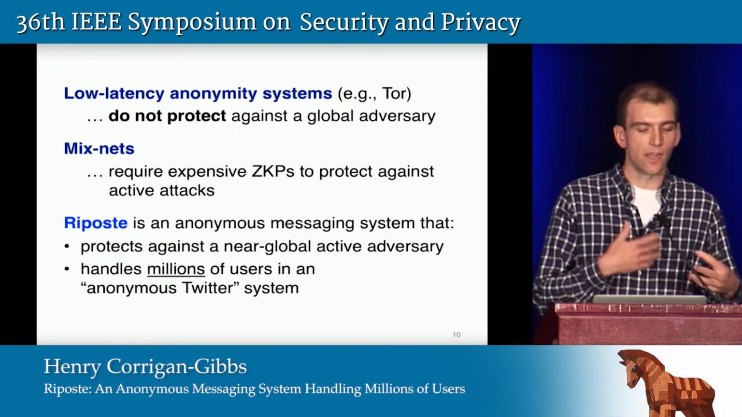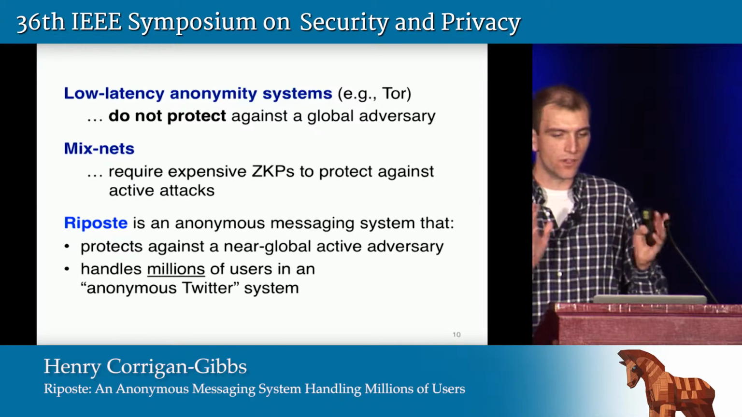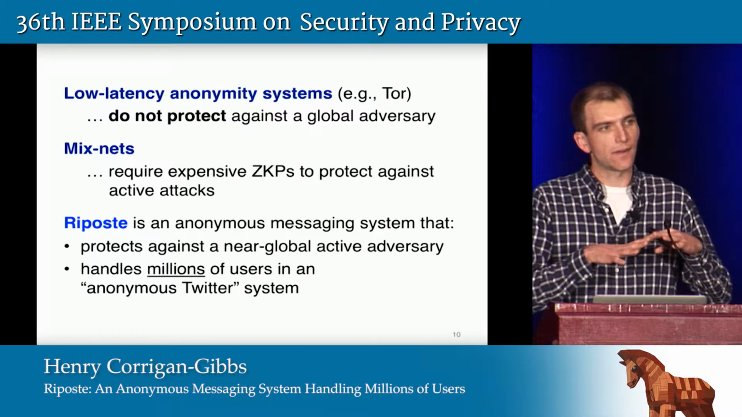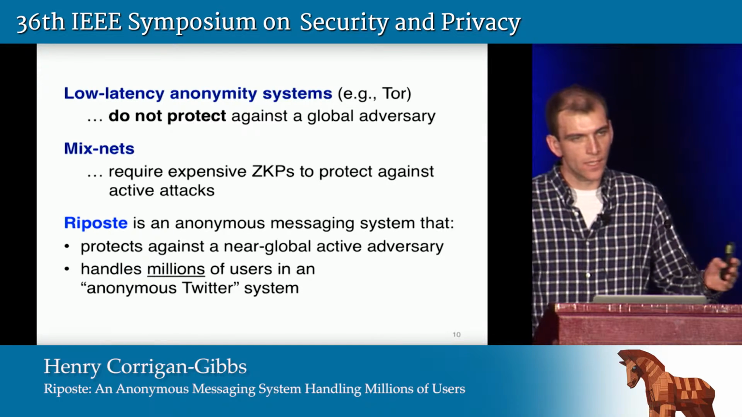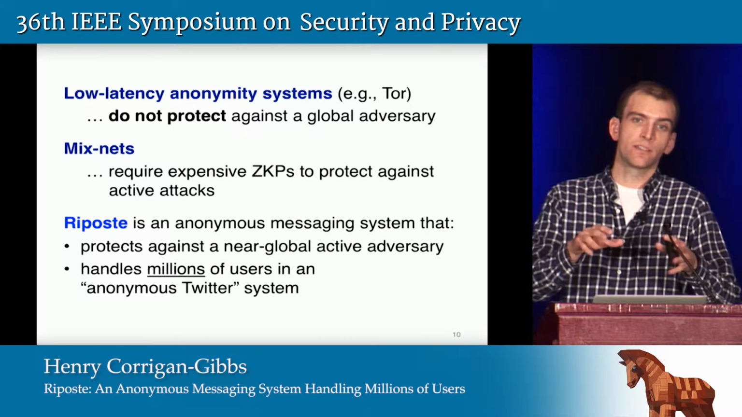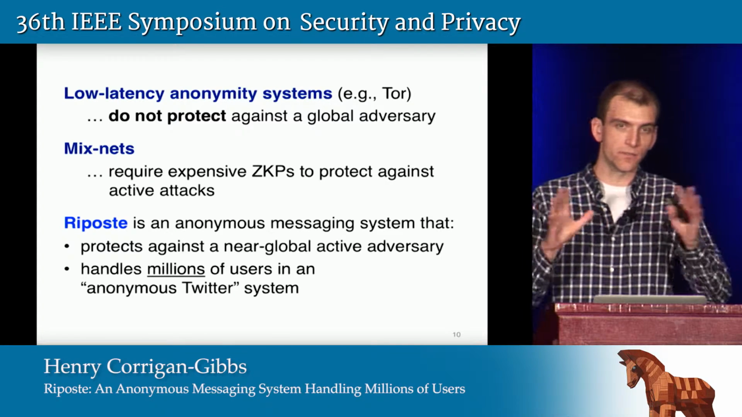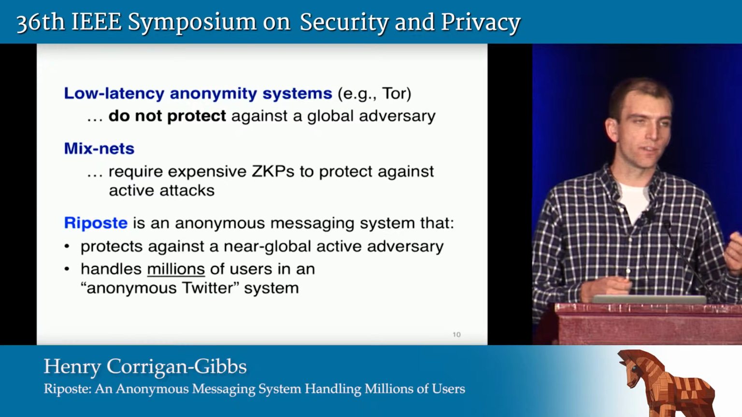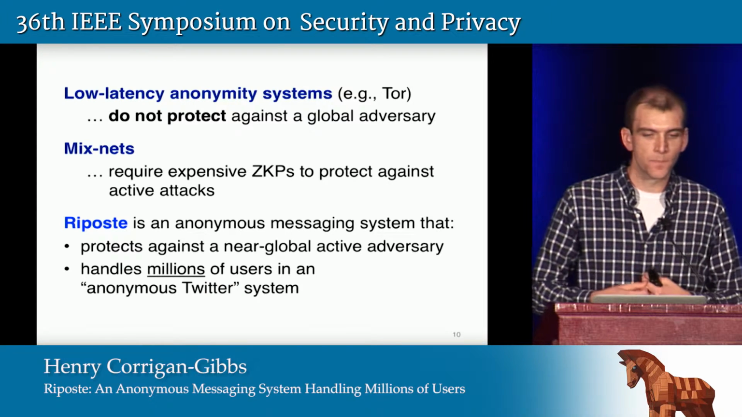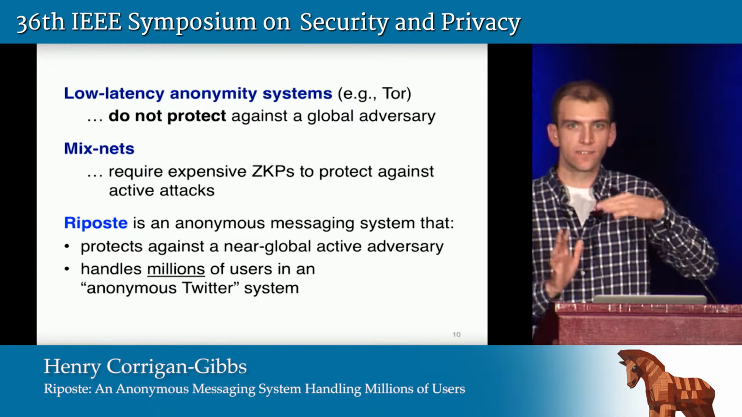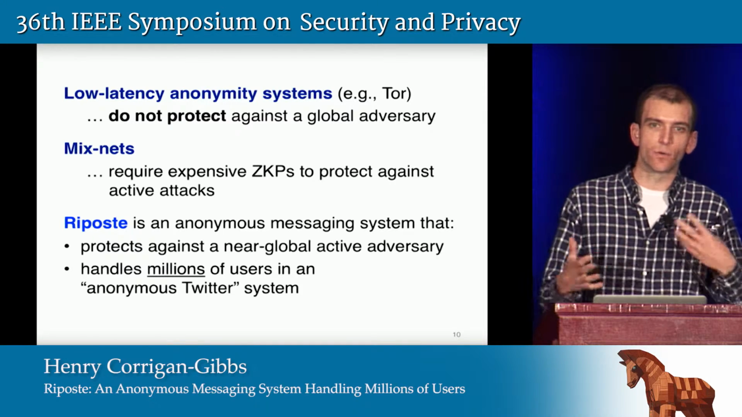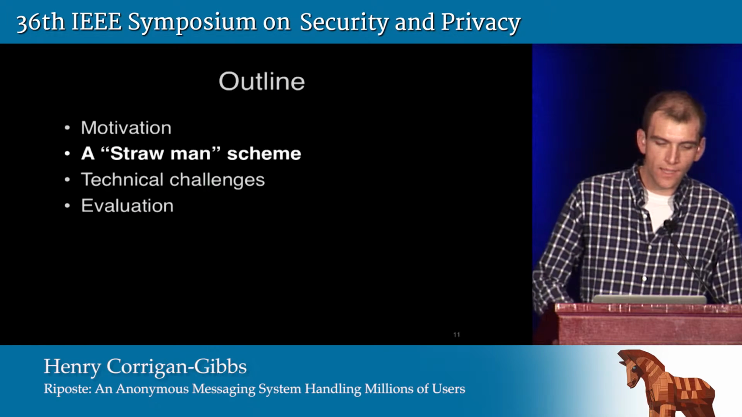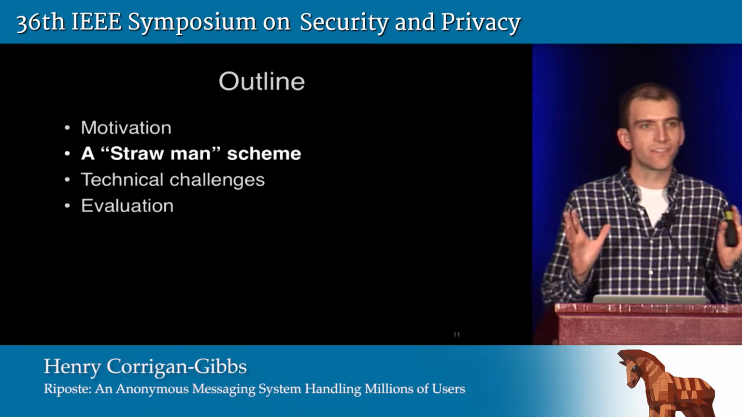So Riposte is an anonymous messaging system that tries to solve both of these problems at once. So we're trying to protect against an adversary that sees the whole network, that also controls some of the servers, and that controls many of the clients. So this is a very strong adversary. But we want to handle millions of users for this sort of anonymous Twitter application. So we really want to scale to network sizes that are close to internet scale, even though we're still defending against an adversary that's quite strong. So that's the rough motivation for this work.